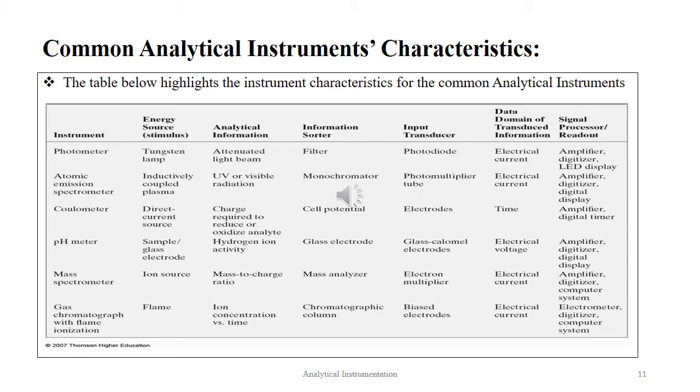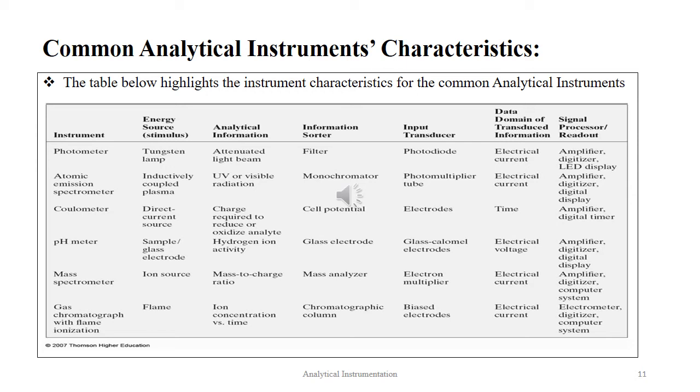pH meter uses sample glass electrode as energy source. Hydrogen ion activity is the information. For analysis, glass electrode is the information sorter. Glass calomel electrode is the input transducer. Electrical voltage is the data domain of transduced information.